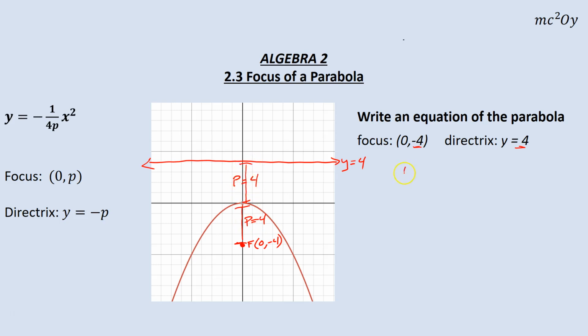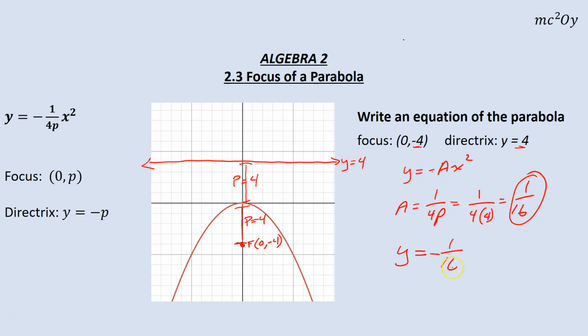So I know this is a -ax squared. It's opening downward. And I know that a is equal to 1 over 4p. In this case, that's 1 over 4 times 4, which is 1/16. And so I have y equals -1/16 x squared.